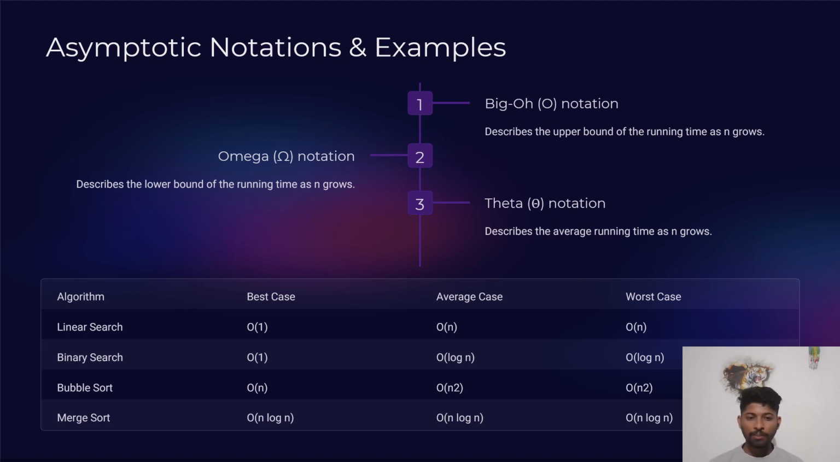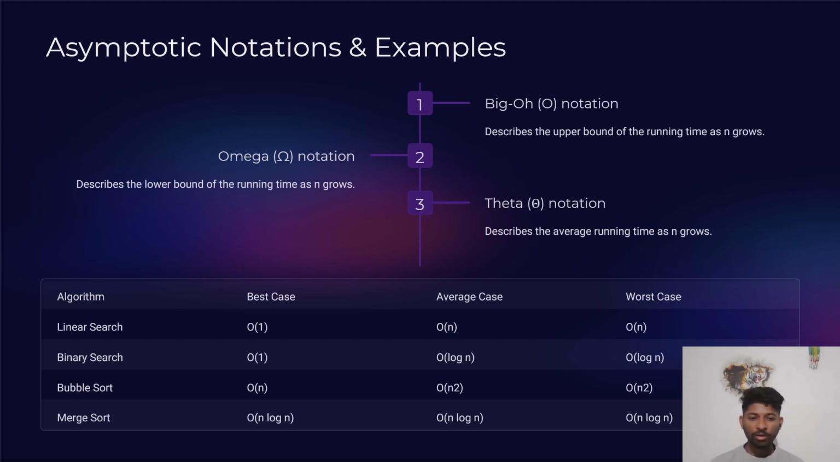Bubble sort. The best case of bubble sort is O(n), and the average case is O(n^2), and the worst case is O(n^2). Now the merge sort. The best case of merge sort is O(n log n). The average case is O(n log n). The worst case is O(n log n).